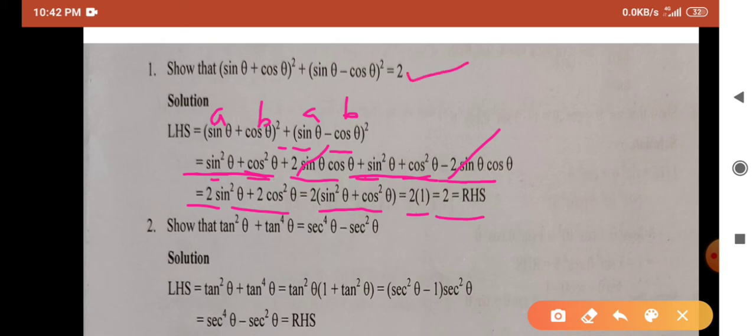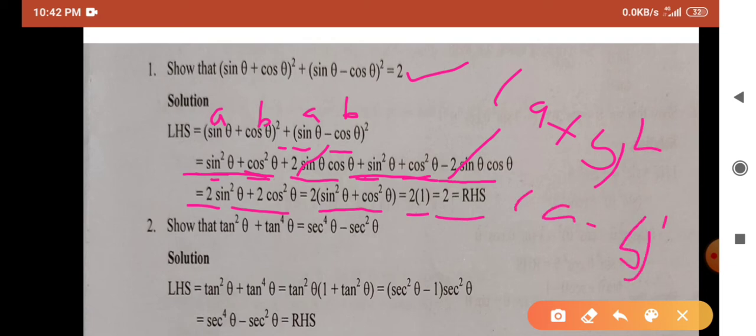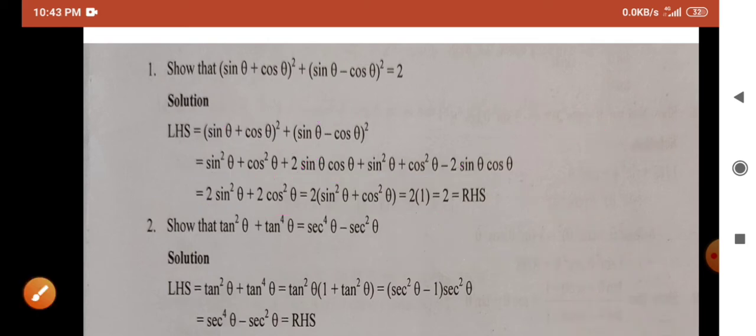Right? Got it? Here which formula did we use? (a + b) whole square, (a - b) whole square, right? And finally, sin square theta plus cos square theta equals what? 1. By using these formulas we got our RHS as 2, right?